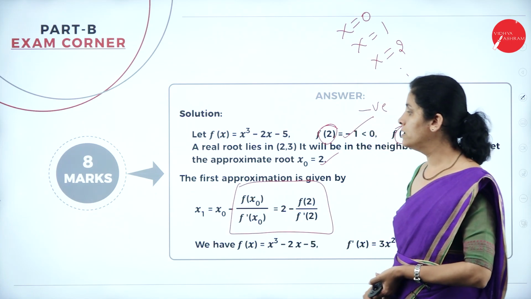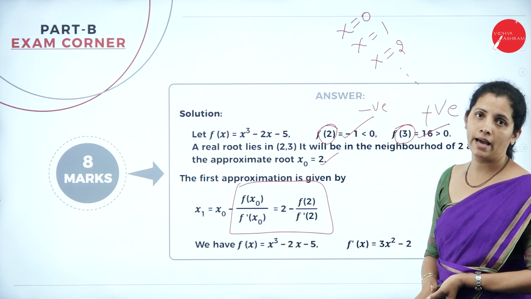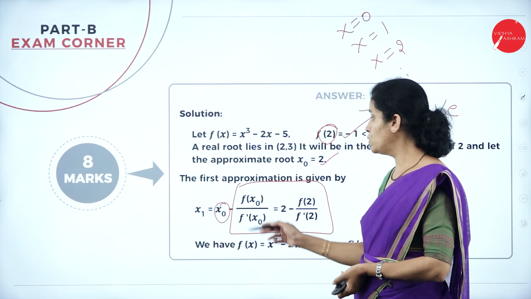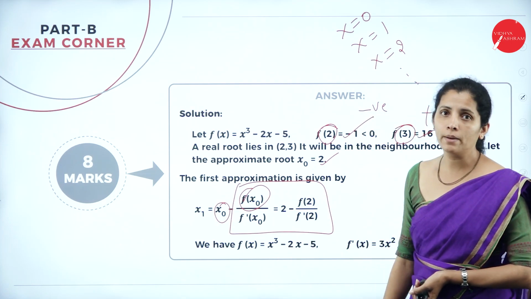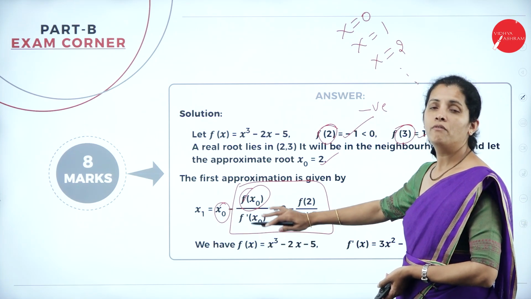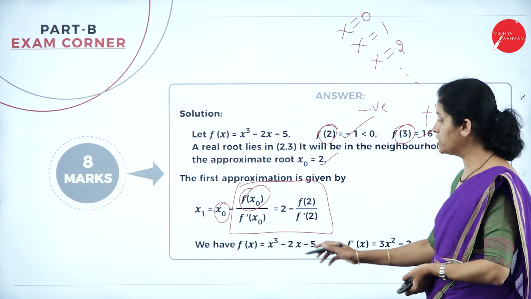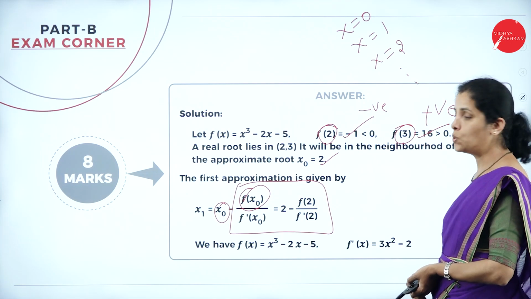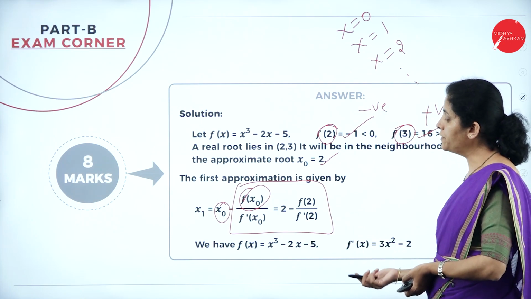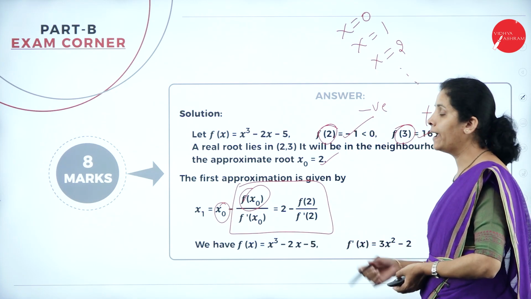And I have the formula. See here, this is the formula: x0 minus f of x0 divided by f dash of x0. So, dear student, I know what is x0, even I know what is f of x0, but what about f dash of x0? That is nothing but the differentiation of the given equation. So what is the equation I have? x cube minus 2x minus 5. I want to differentiate all these elements with respect to x.